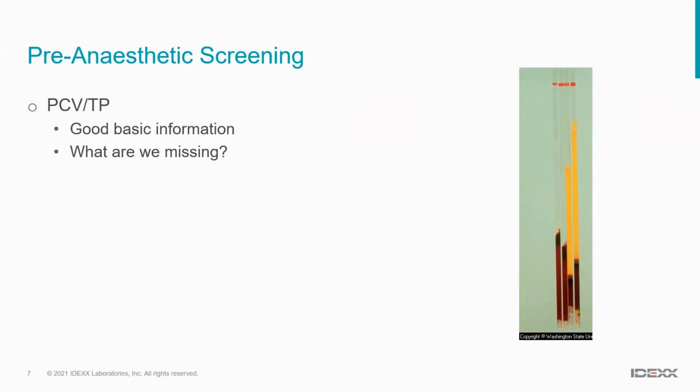So we're missing more detailed information about red cells. We're not really getting any significant information about the white cells, nor are we getting any significant information about platelets.